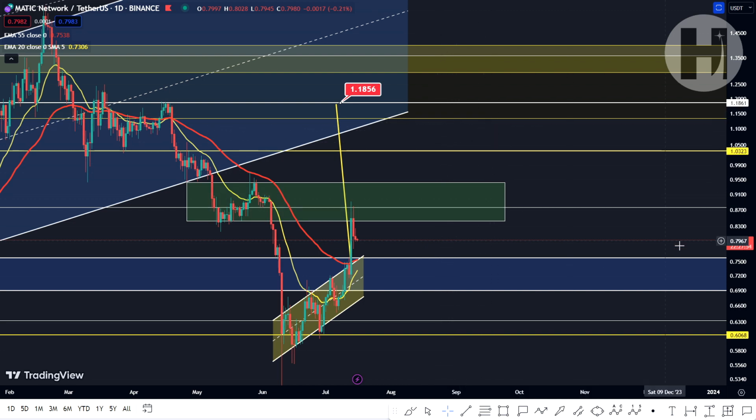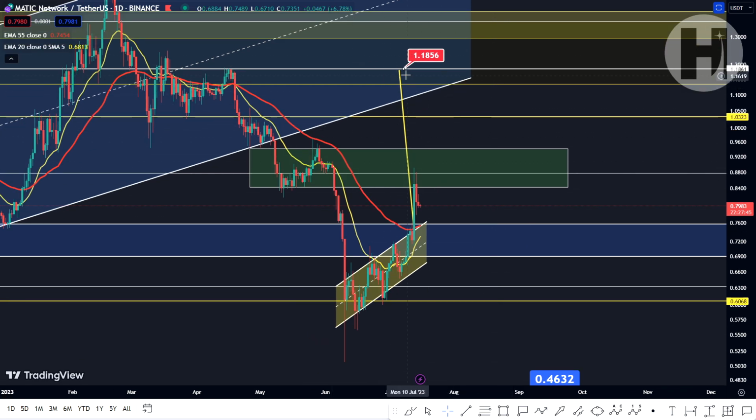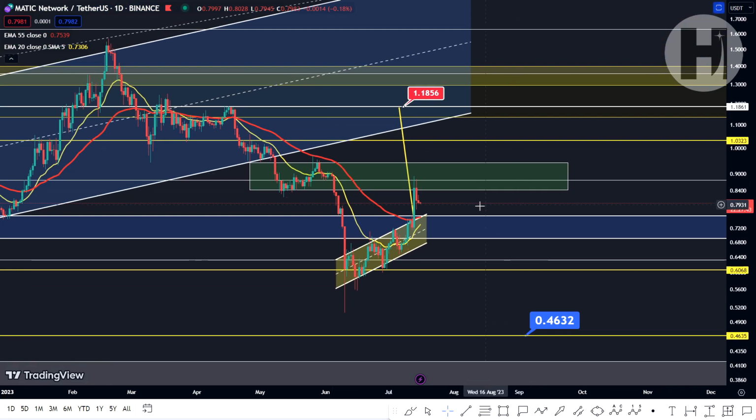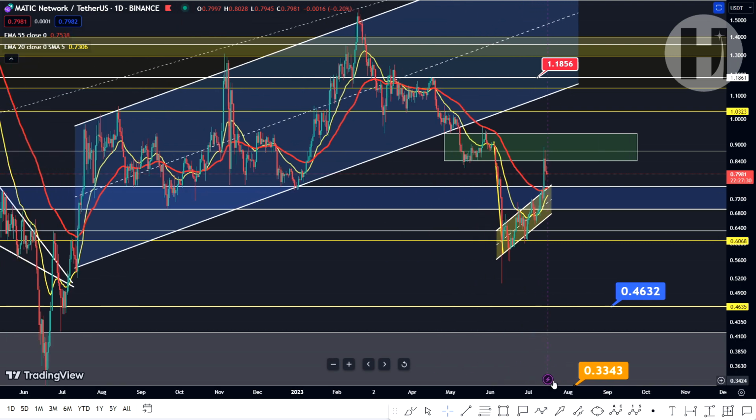After that, we do see another pullback. So maybe we get to $1.18 by September, by August, who knows? But this is our target at the moment. And if we come back down into the flag or into the channel up pattern, then the target is invalidated and the bull flag is invalidated. At that point, we're just going to be in this channel. So you have your support block.